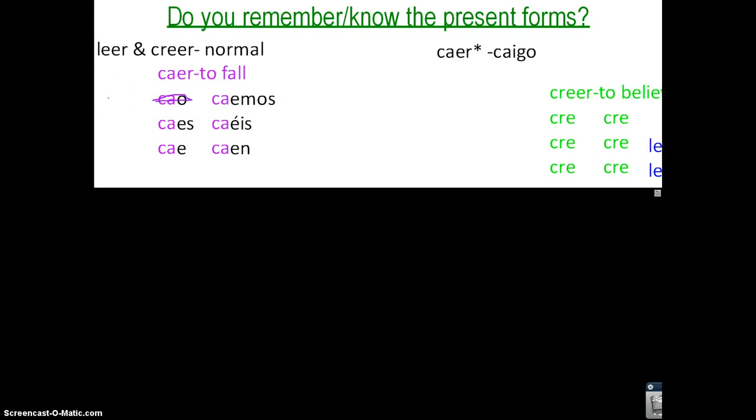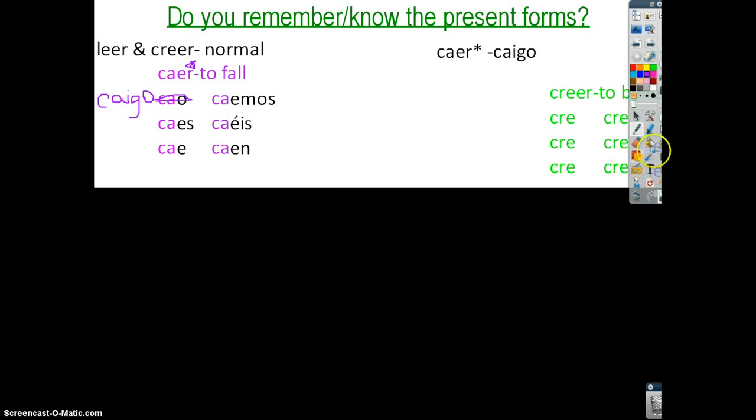It is, oh, am I going to be able to write this? Caigo. Not bad. So please carefully copy down your chart for caer, indicating with a star the fact that it has an irregular yo. Caigo, caes, cae, caemos, caéis, caen. C-A-I-G-O for the yo form.